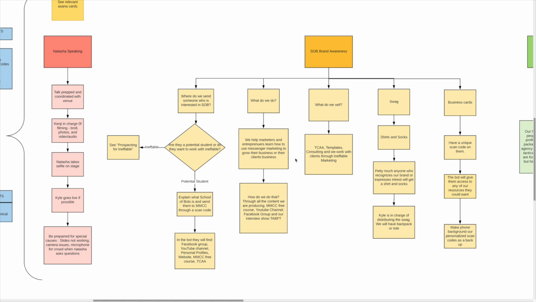So the first question that we're going to have here is, where do we send someone who's interested in School of Bots? So if you go down this process, and again, I'm going to be going into exactly how to make these processes. It can get super nitty gritty.